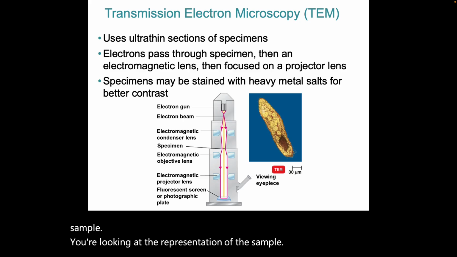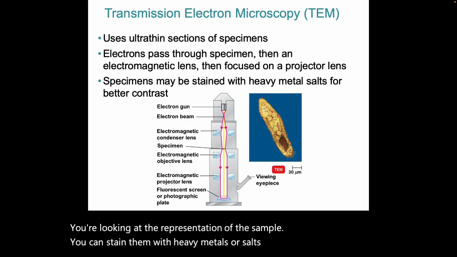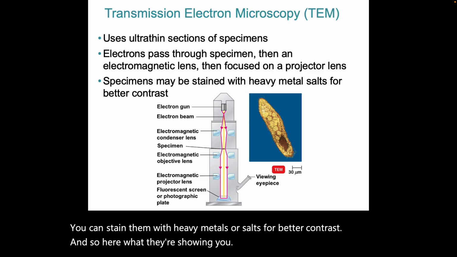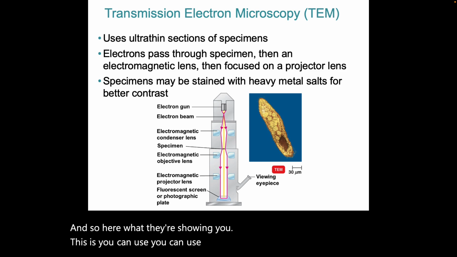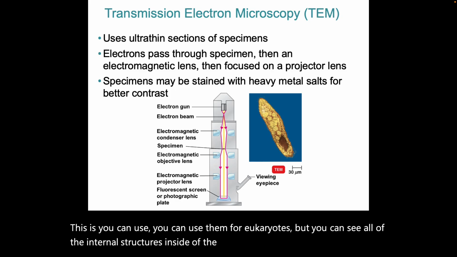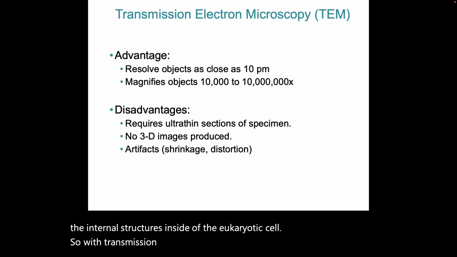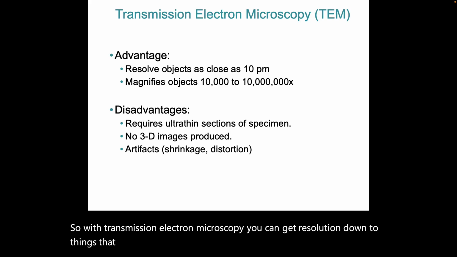You can stain them with heavy metals or salts for better contrast. And so here what they're showing you, you can use them for eukaryotes, but you can see all of the internal structures inside of the eukaryotic cell. So with transmission electron microscopy, you can get resolution down to things that are about 10 picometers.